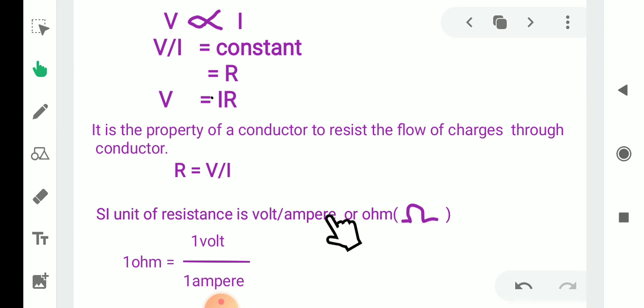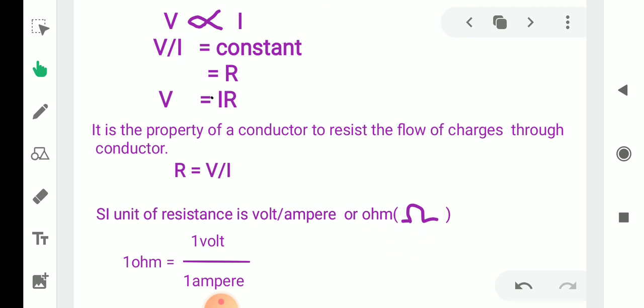So the SI unit of resistance is volt per ampere, or ohm. You have to remember both the units. Yes, next is the definition of the unit. How can we define the SI unit of resistance?